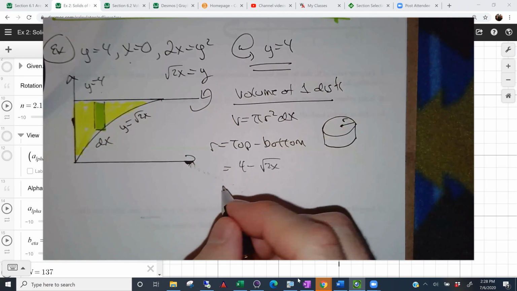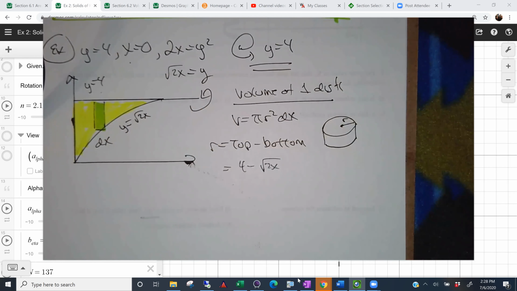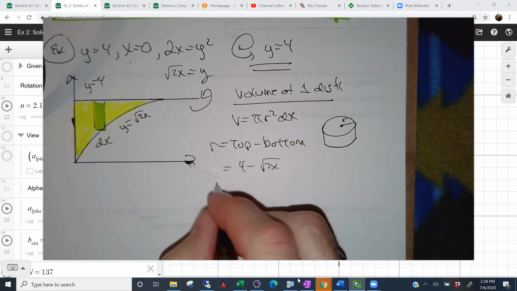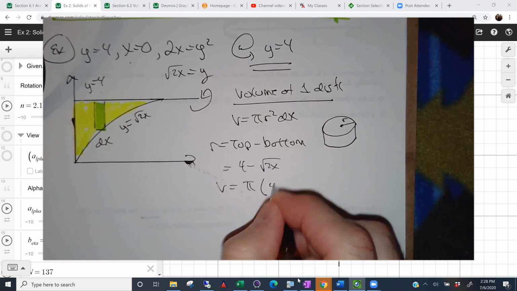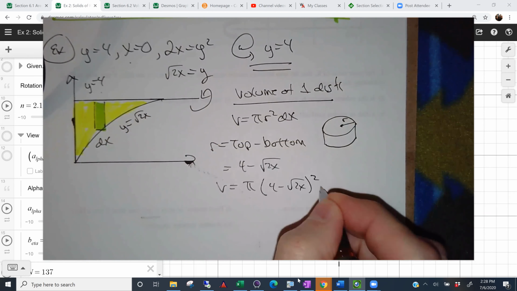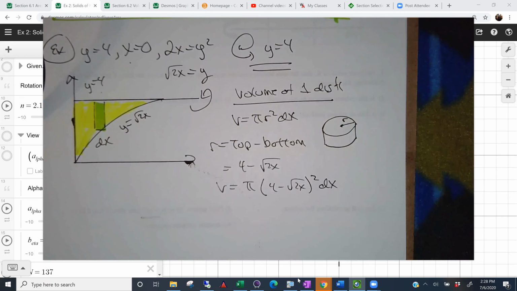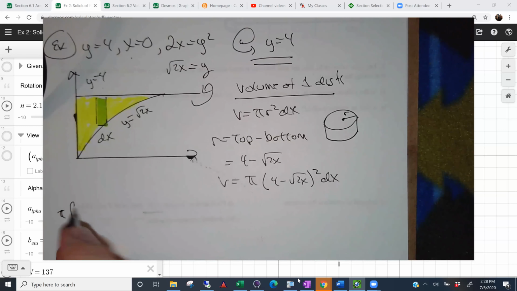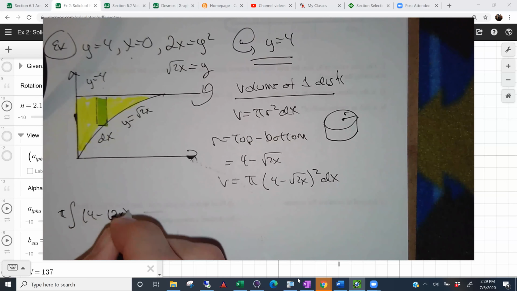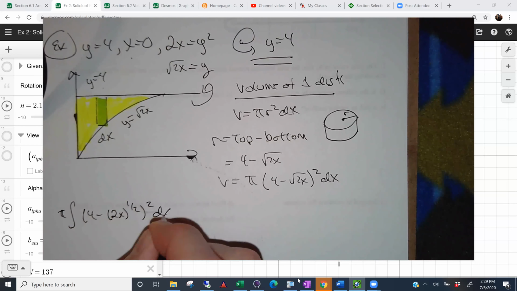So cool. Let's figure out the volume then. I need to figure out what r squared is. Well, I don't really need to figure it out. I can just do pi times 4 minus square root of 2x squared dx. So cool. All right. Now I need to figure out my limits. Where am I going to integrate to and from? So I'll put the pi out in front here. I've got 4 minus 2x to the 1/2 squared dx.